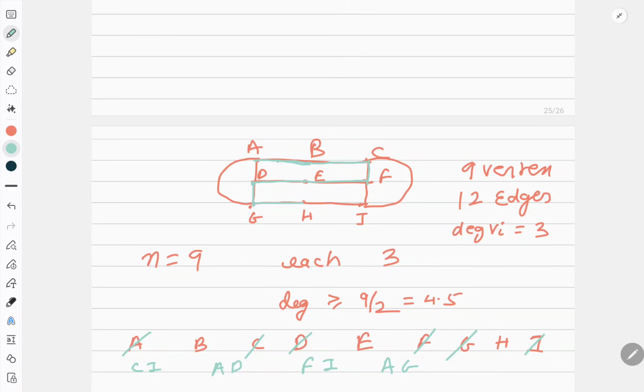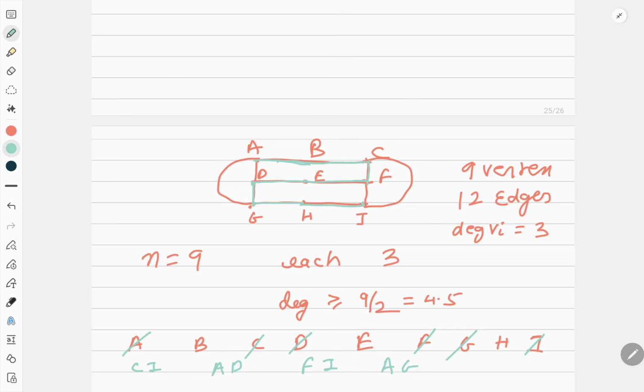From H to I I will go. Now if from H to I I went, I reached I. Now I want to go back. Correct, I want to go back. Now CI is also not there. IH is also not there because I have already removed it. So at any cost I can't go there.